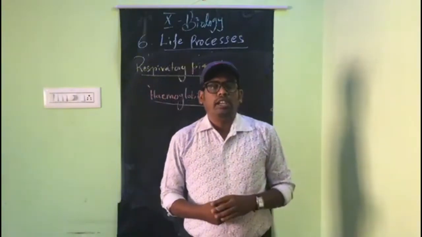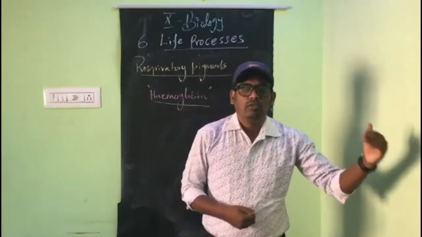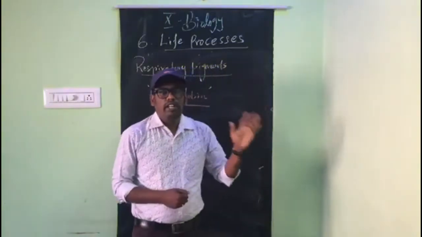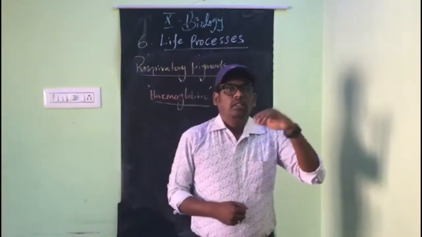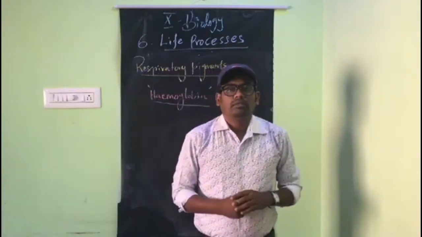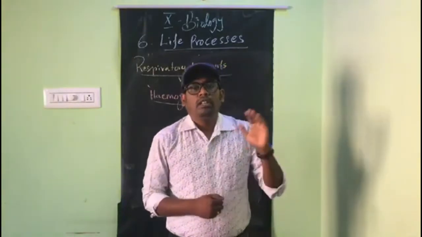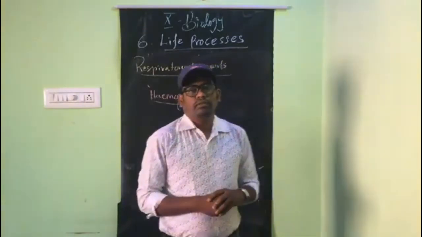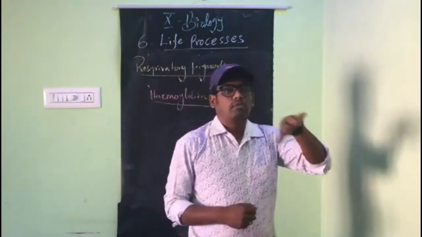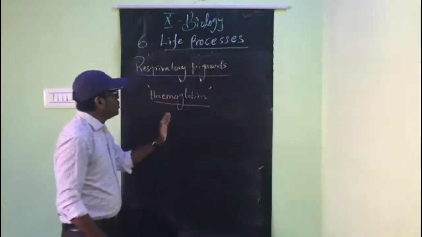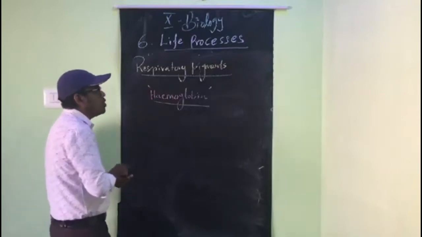According to diffusion, the molecules move from the region of higher concentration to the lower concentration. We studied this already. But sometimes, in some areas, the diffusion process will not occur sufficiently. At that time, there is a shortage of oxygen. If there is a shortage of oxygen, the respiration process will not occur properly. So at that time, the respiratory pigments are involved. The respiratory pigment is hemoglobin.